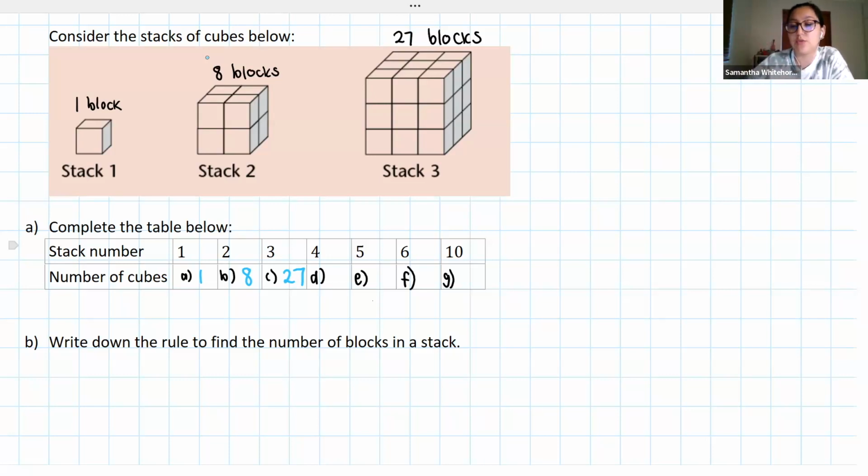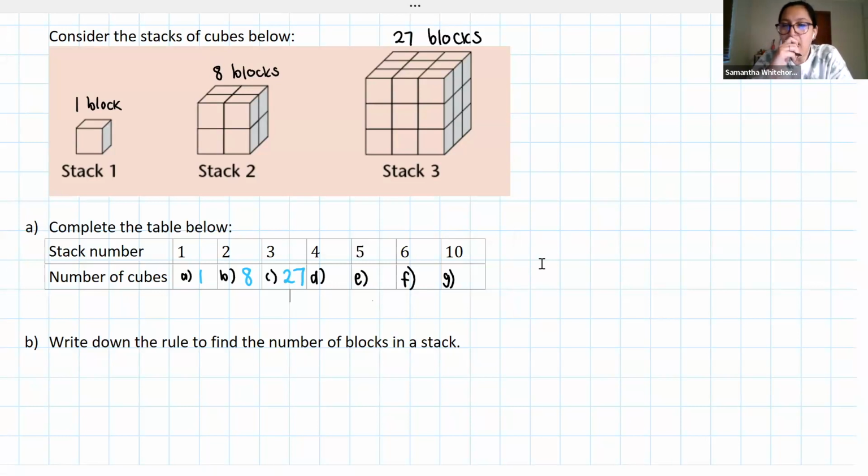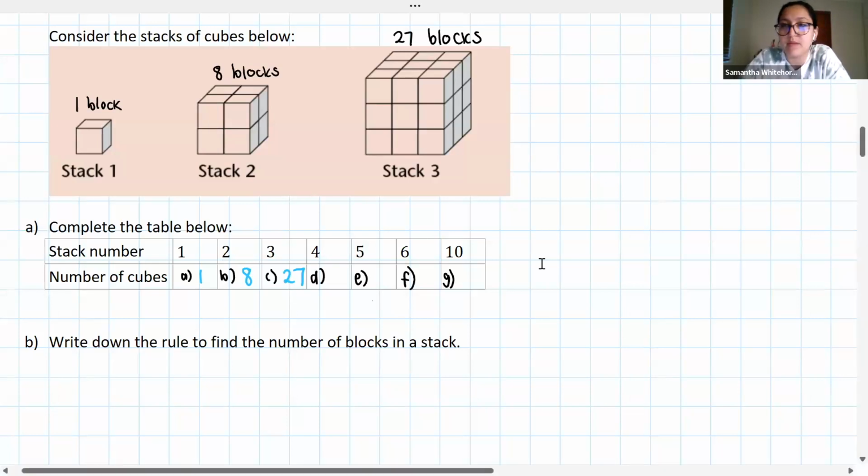Alrighty, grade 8s. So would anyone like to raise their hand to tell me what the pattern is that they saw with these stacks? So what was the pattern that you saw that helped you get D, E, F, and potentially even G? You can raise your hand. If you're not feeling comfortable or confident, you are welcome to put it in the chat. I'd like a raised hand because I'd like to hear your voices. But if we're not feeling super confident, what is the pattern? What are we doing to get the number of blocks in stack 1, in stack 2, in stack 3?